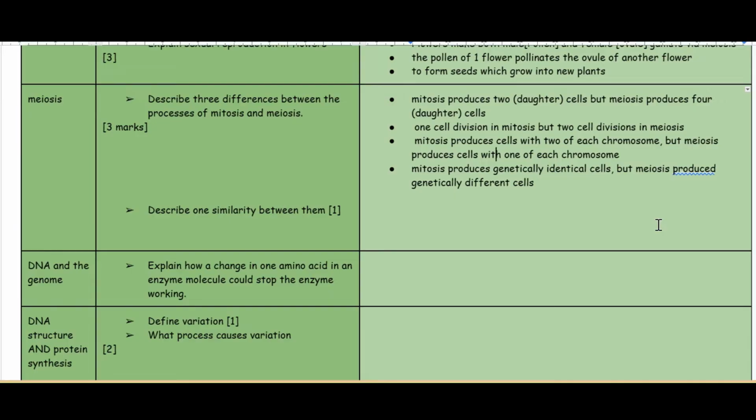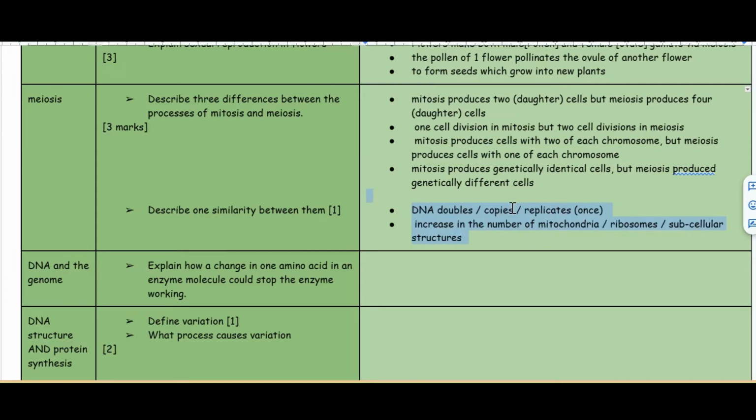And the final question about this topic: describe one similarity between the 2 of them. You could say that the DNA is doubling or being copied or replicated once, or you could say that there's an increase in the number of mitochondria, increase in the number of ribosomes, or any other subcellular structures that follow that pattern.